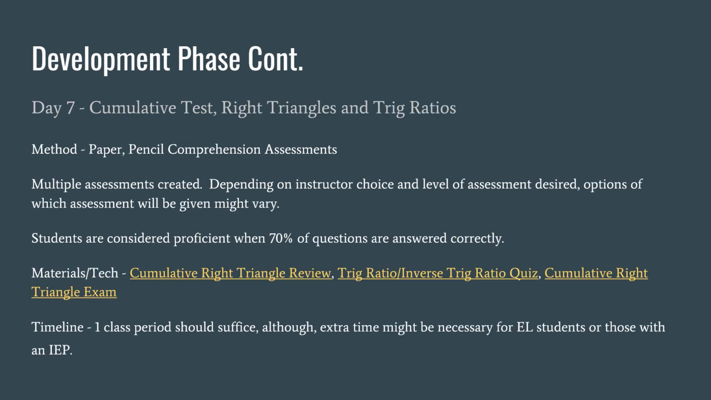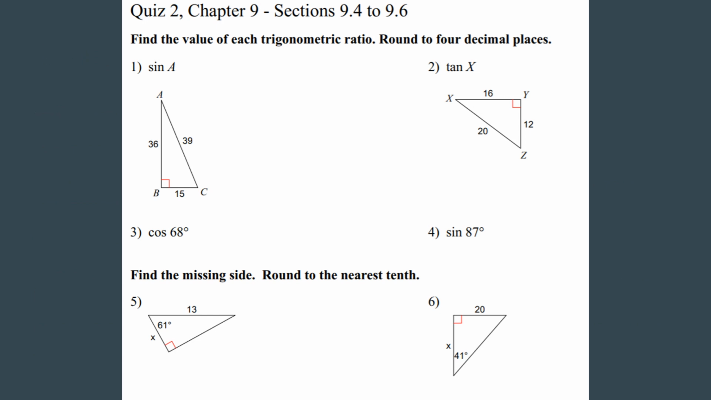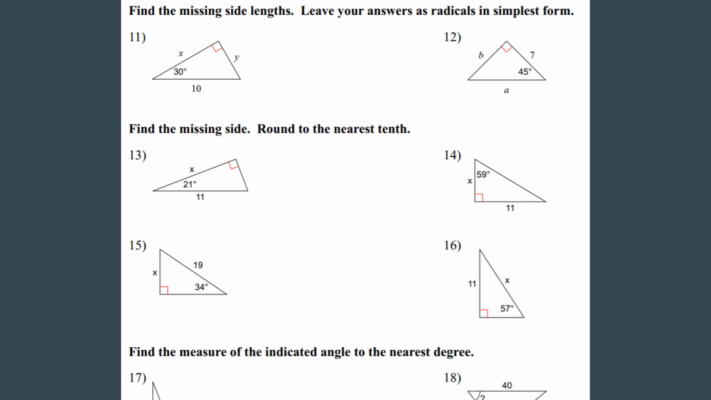And then finally, day 7 we were projecting would have been the cumulative assessment. We did create multiple assessments, and the one you choose just depends on the trainer, the teacher that's giving the assessment. Students were considered to be proficient when they got 70% of the answers correct, and I just cut and pasted a couple of the examples from those exams there.